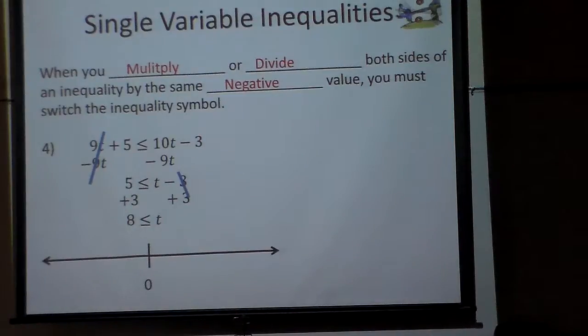What's different this time is this. Now there's my number line, and I'm going to put the 8 there. But instead of having an open circle, I now have a closed circle, meaning 8 is now part of the solution.